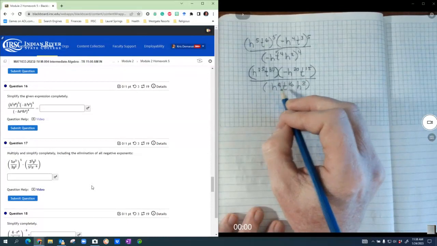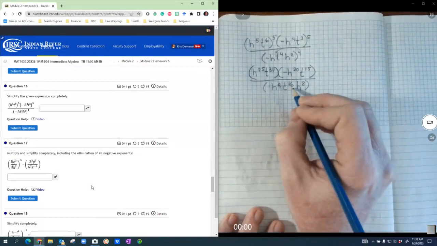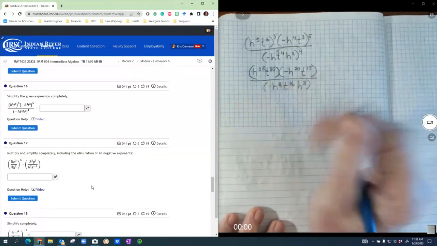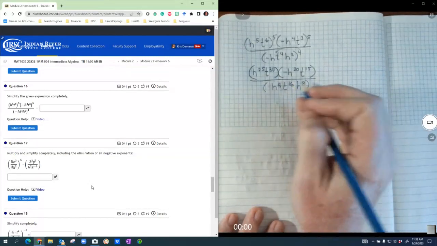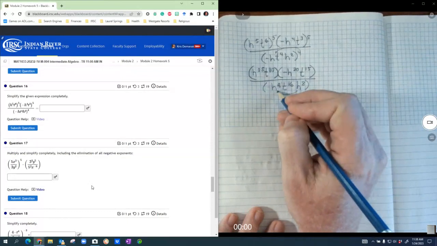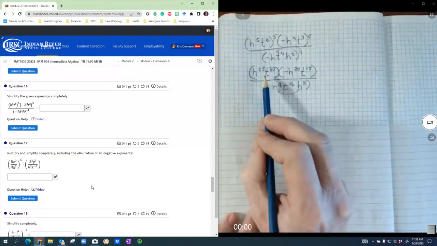Now, I have multiple h's in the bottom that I've got to clean up. I've got stuff all over the place going on. What I'm going to do is clean up the top and clean up the bottom, because I've got a couple of things here I can simplify. So I'm going to go ahead and do that.